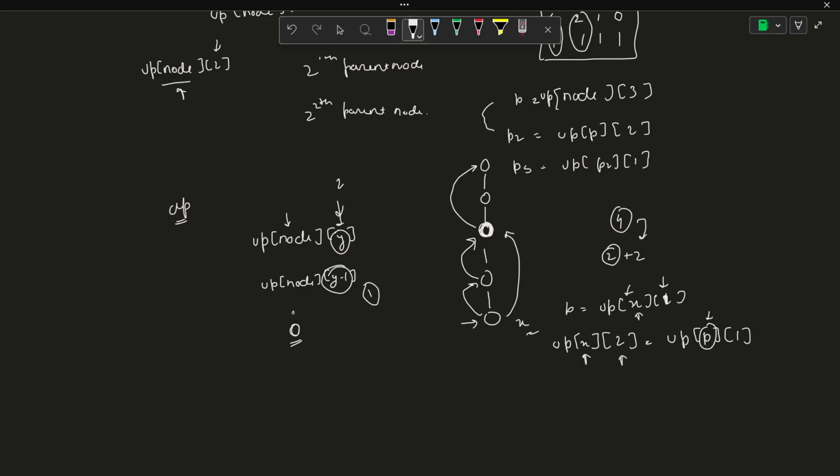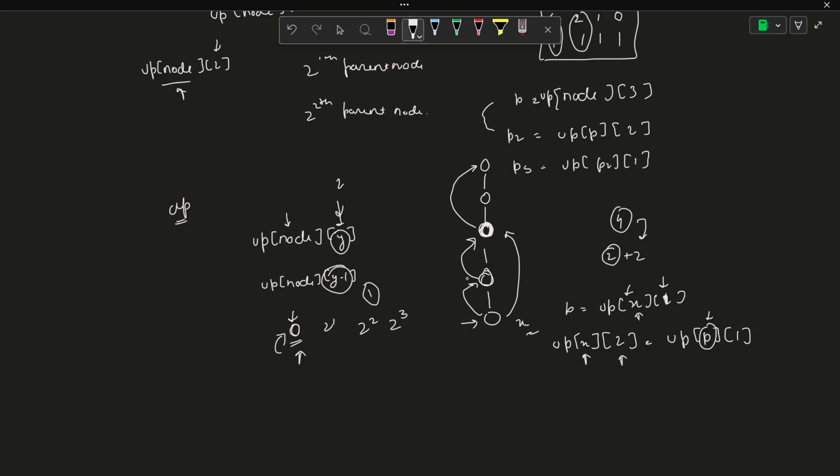Now eventually you can reduce it to the base case, and then you can always find 2 raised power 0, and that is 1. Once you know 2 raised power 0, you can find 2 raised power 1. If you know 2 raised power 1, you can find 2 raised power 2. If you know 2 raised power 2, you can find 2 raised power 3, and so on. What is 2 raised power 0? It will be the direct parent of each node, which we normally know while traversing the tree, right? So I'm just trying to give you an overall idea.